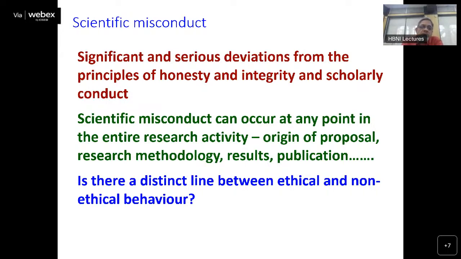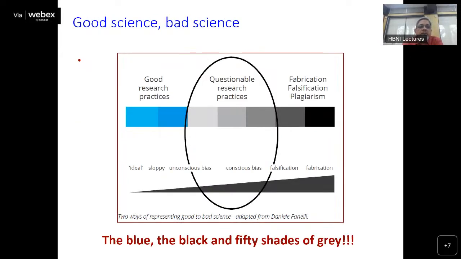Okay, now once you have defined what scientific misconduct is, is there any distinct line which divides what is misconduct and what is good conduct? Okay, so is there something like a distinct line between ethical and non-ethical behavior? Okay, let's see. One can define something like good science and bad science.